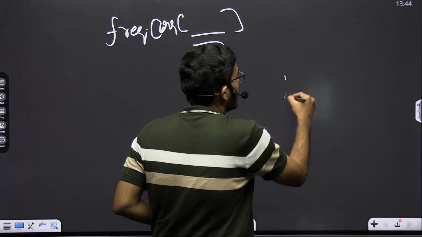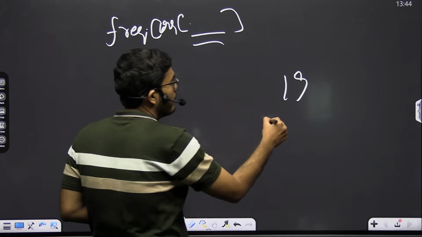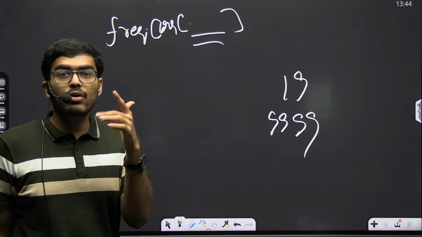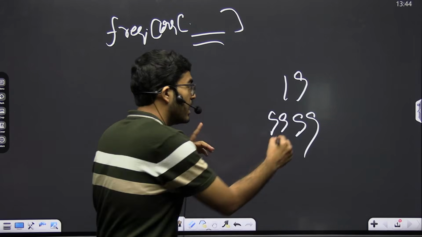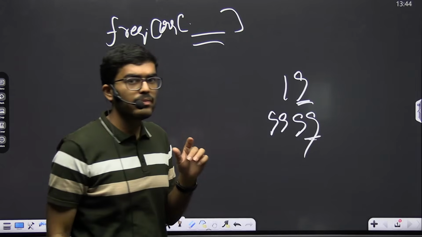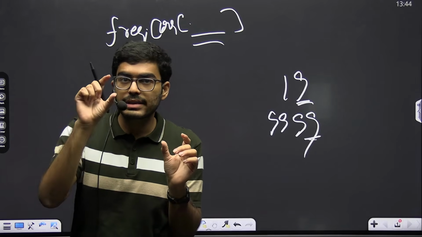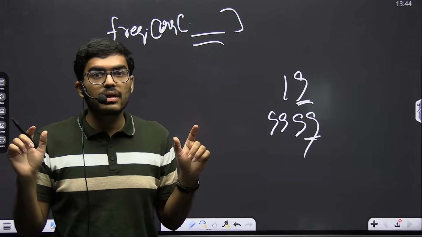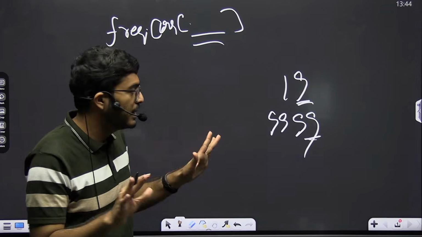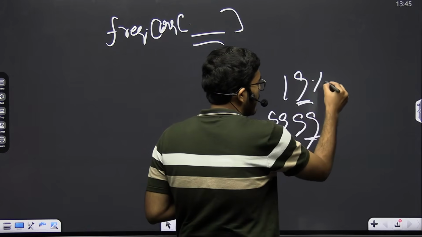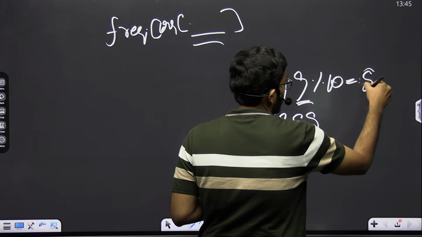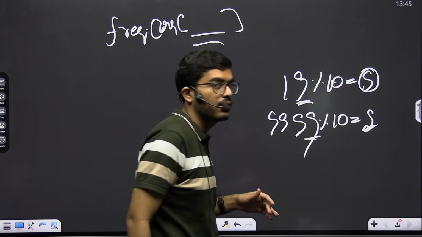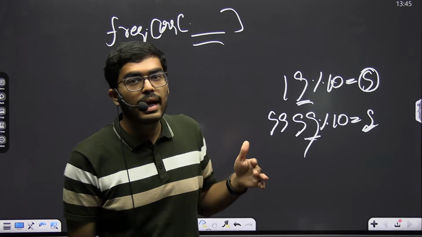So let's say I have a number, let's say 19. I have another number, let's say 9999. If you think carefully, or what I have told you in the start, only the last digit matters. So if somehow I can extract the last digit and store the frequency of these digits, then it will be the best option. So if I do modulo 10, I will get 9, right? If I do modulo 10 of this, I will also get 9. So are you getting my point?